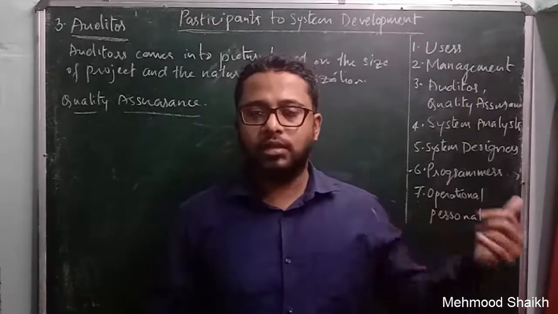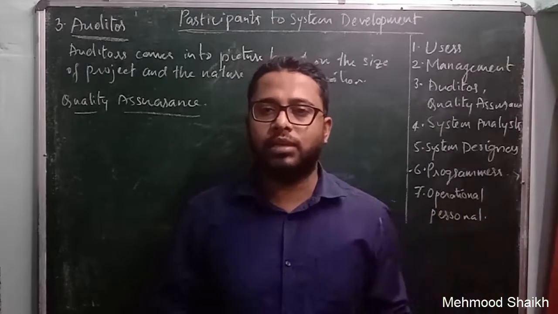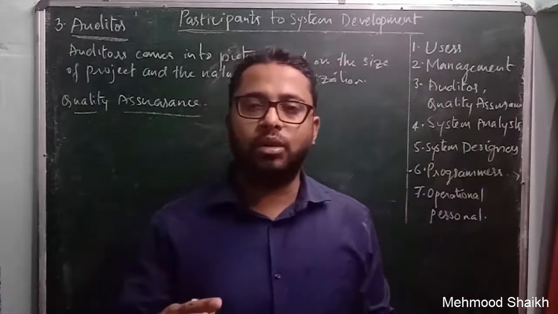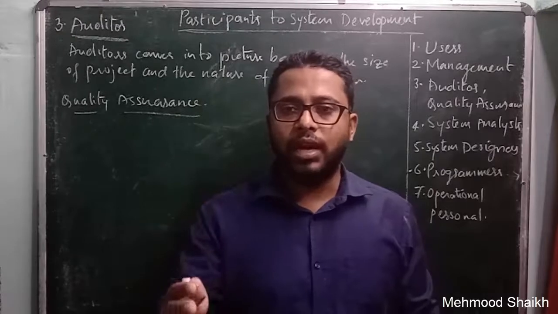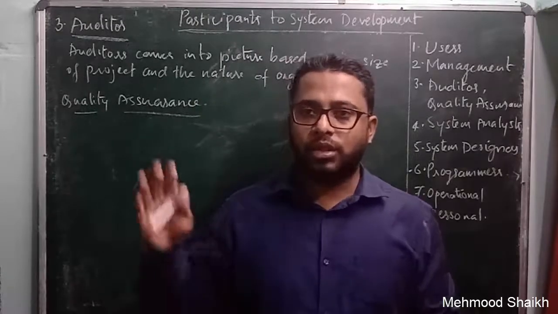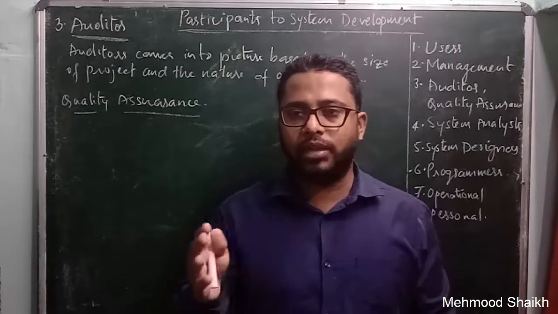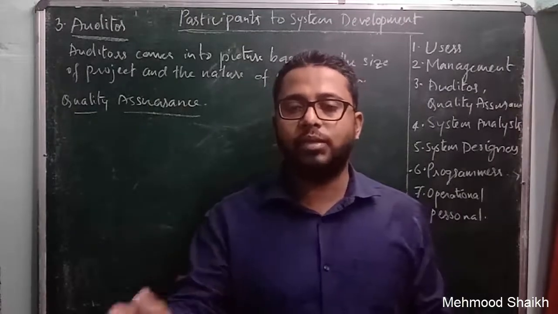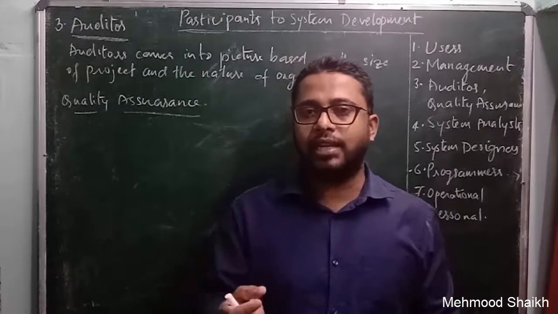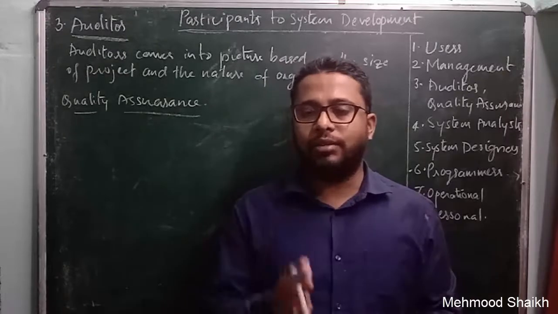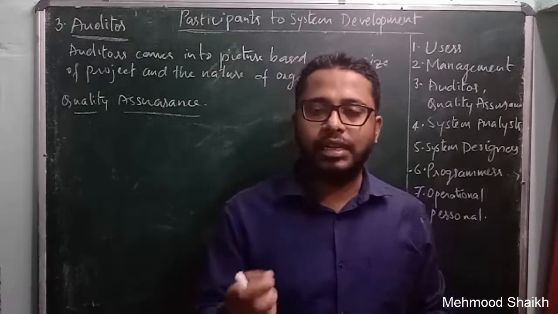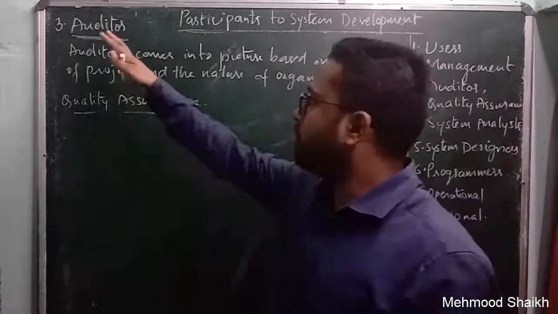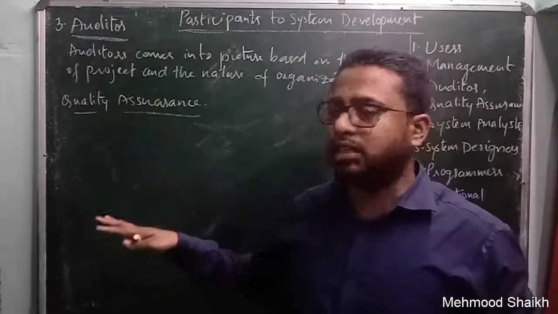Now we will see the third type of participant involved in the system development process: the auditor and quality assurance. The role of the auditor depends completely on the size of the project you are working on and the nature of the organization. The auditor's responsibility is to keep track of whether each and every resource of an organization is properly taken care of and utilized in the development of the project, and whether there is any mishandling of resources. That activity of continuously keeping track to check whether the resources of a company or organization are being utilized properly is the responsibility of the auditor. Now the next type of participant is quality assurance.